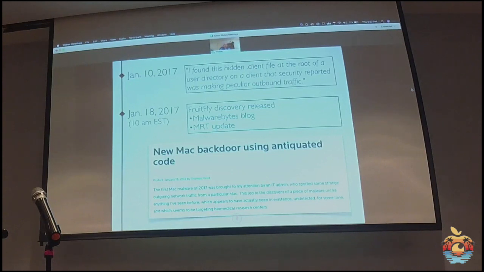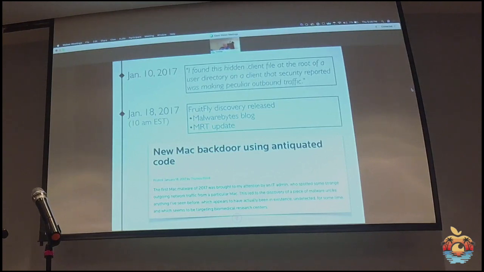And so he provided me with a copy of the file. And I started analyzing it and found some very interesting things. Found a lot of the things that we've already discussed and more. And very quickly realized that this was malware. So I started working on a write-up for it.